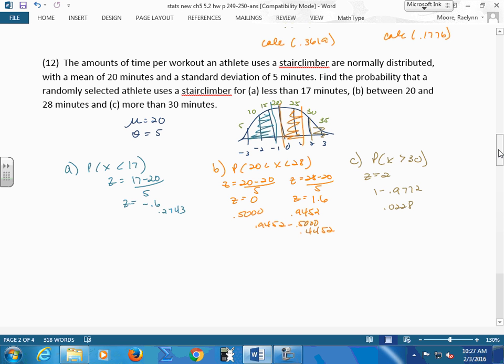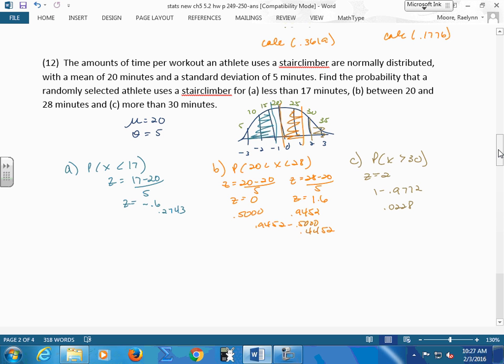Okay, the amount of time an athlete uses a stair climber, so we're looking at time. Time is your x value. So it's normally distributed. We make a normal curve with the mean of 20 and a standard deviation of 5 minutes. Find the probability that I randomly select a stair climber and he did less than 17 minutes. So the probability that I picked one that did less than 17 minutes is about 27%. Okay? Between 20 and 28 and above 30.